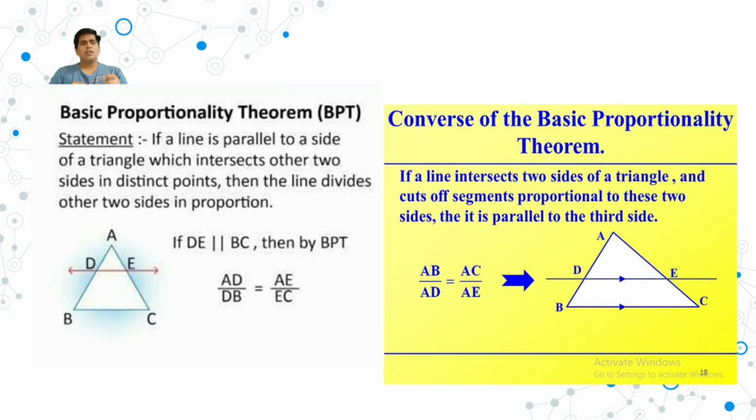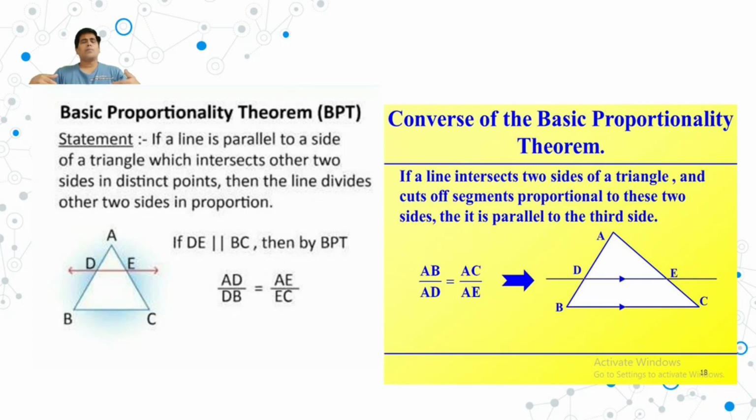If DE is parallel to BC, then AD by DB is equal to AE by EC. This is the basic proportionality theorem. In the converse, if AD by DB is equal to AE by EC, then DE is parallel to BC. When two lines are parallel, the ratios are equal. When ratios are equal, two lines are parallel. So this is the basic proportionality theorem and its converse.